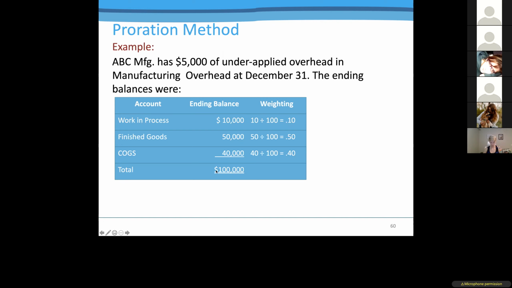50,000 divided by 100,000, this is a 50% weighting. And the last one, cost of goods sold, is a 40% weighting. So I'm going to apply this proportion to that difference. The difference is 5,000, okay? So I need to deal with 500 to work in process, and 2,500 to finished goods, and cost of goods sold, that's the 2,000. What's my journal entry?